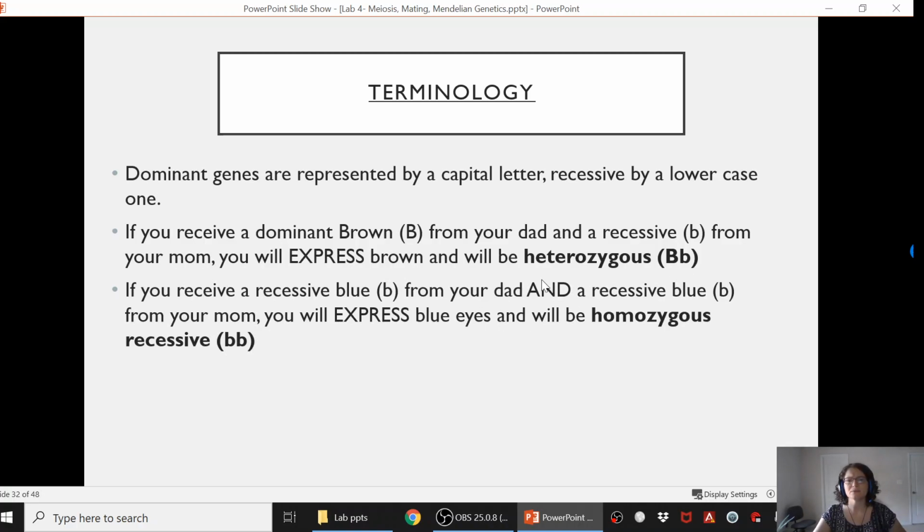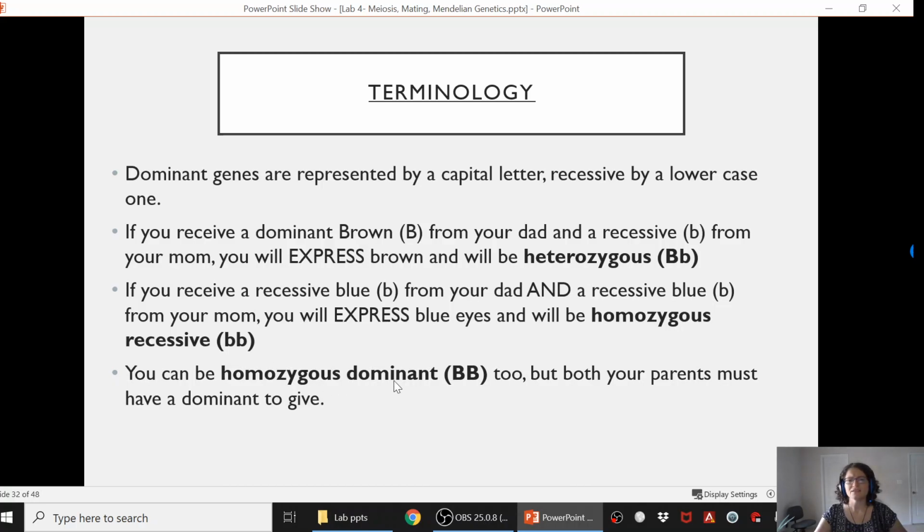If you receive a recessive blue from your dad and a recessive blue from your mom, you will express blue eyes and be homozygous recessive. You can be homozygous dominant too, but in order to do that, you have to have both parents have brown eyes. You cannot have a blue-eyed parent and a brown-eyed parent and make a homozygous dominant child, because the mother would have to contribute one of those big B's. If she cannot, you will not be homozygous dominant.